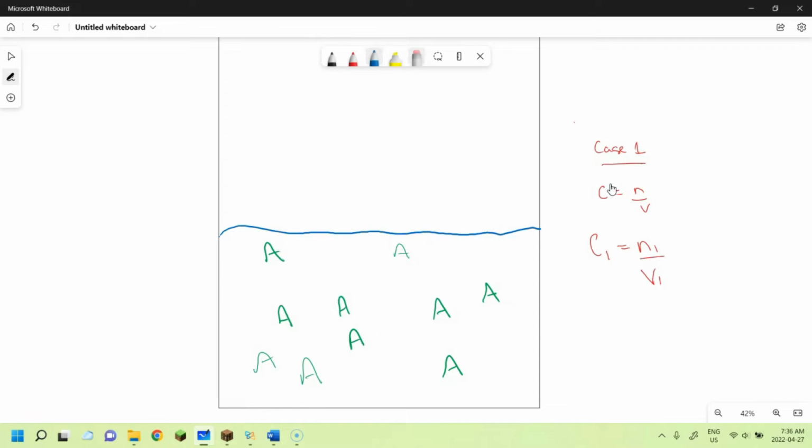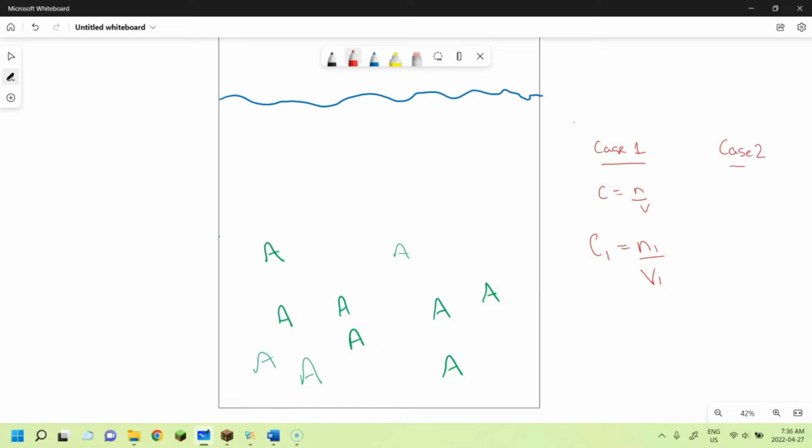If I were to come along and add some more solvent to this, so I increase the volume of the solution, I now have a second case. I have case 2: C2 is equal to n2 over V2.